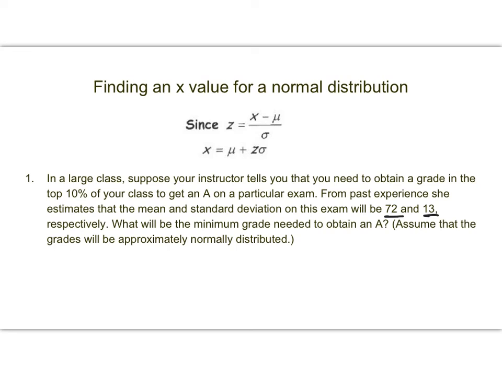So let's draw a picture of what we want first, of what it is we're looking for. We are looking for what value is going to give me a score in the top 10th percentile. What's the minimum grade I need to get? I also know that my mean is 72. My standard deviation is 13.